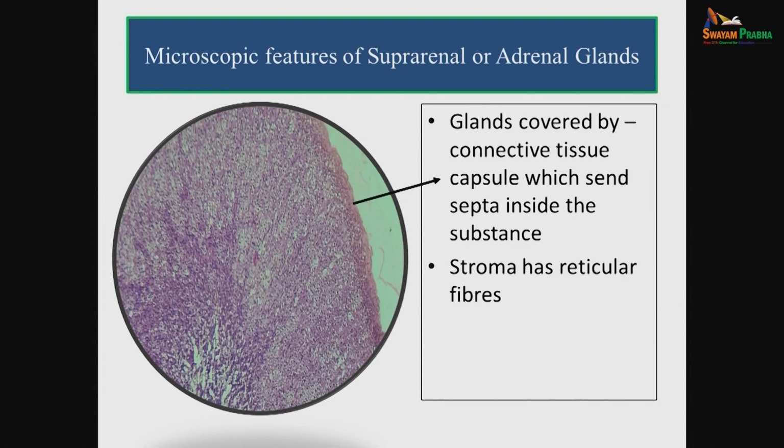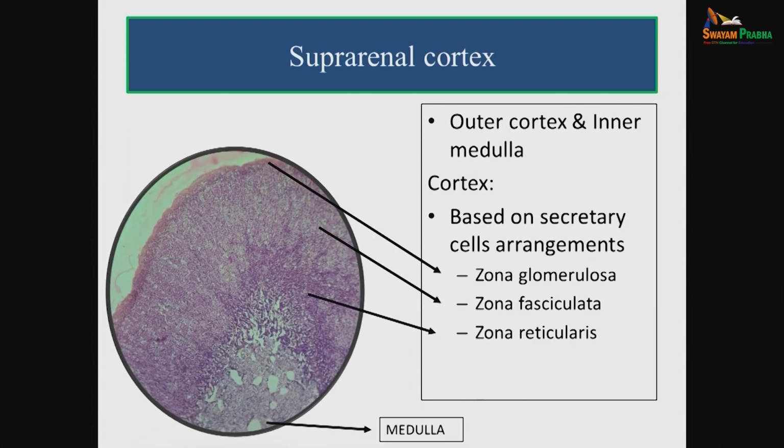Coming to the microscopic features of the suprarenal or adrenal glands, these glands are covered by connective tissue, the capsule, which sends septa into the substance. The stroma has reticular fibers. There is an outer cortex and an inner medulla. Based on the secretory cell arrangement, the cortex is again divided into the outermost zona glomerulosa, the middle zona fasciculata, and the innermost part called zona reticularis.